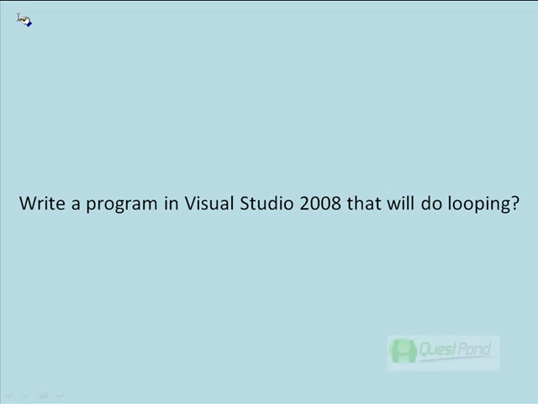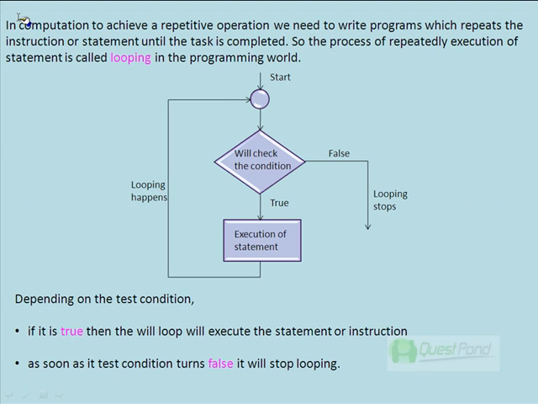Write a program in Visual Studio 2008 that will do the looping. So in computation, to achieve a repetitive operation, we need to write a program which repeats the instruction until the task is completed. The process of repeatedly executing a statement is called looping. So here is the flowchart of the looping.